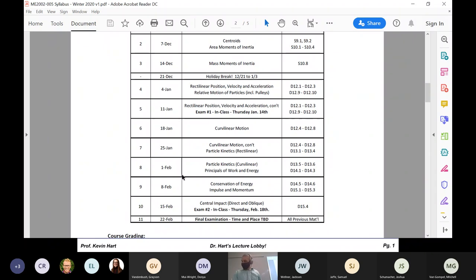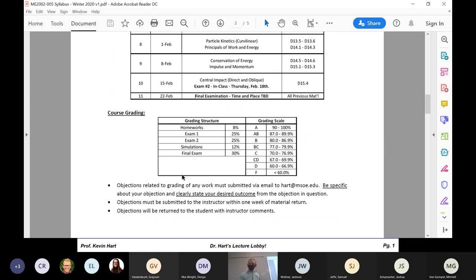All right. Grading for the class. I am, like, as lenient on the grading as I possibly can be, as the department allows me. So I'm your typical, like, 90 to 100 is an A, 87 to 90 is a B. The typical, like, pretty loose grading scale, all right? So there you go. Two in-class exams, like I said, each were 25, finals were 30.